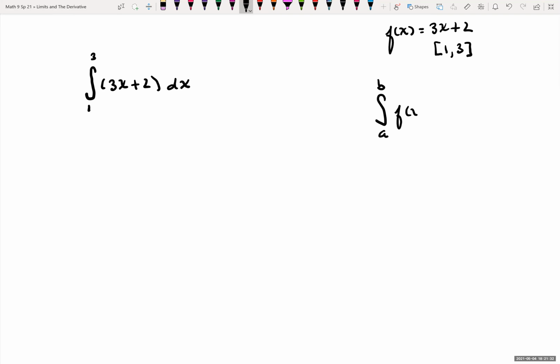Okay, so I'm just going to write here really quickly what the fundamental theorem of calculus says. If we have a definite integral from A to B of f of x dx, this is the same thing as, remember that capital letter represented the antiderivative, the antiderivative evaluated at the upper bound minus the antiderivative evaluated at our lower bound.